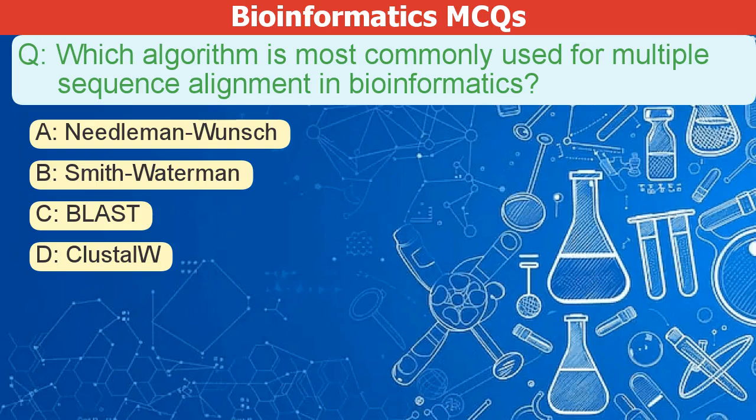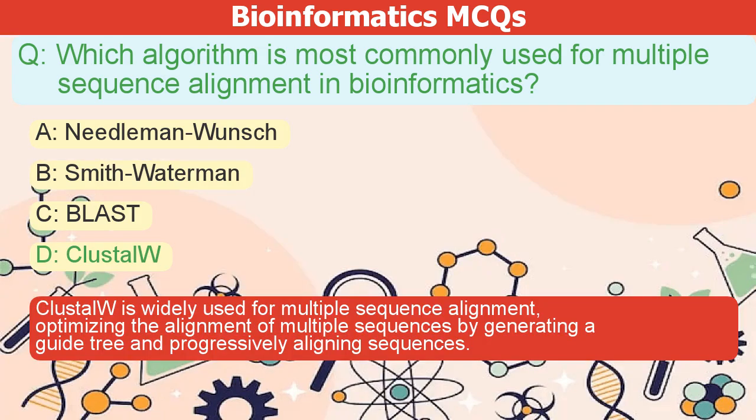Which algorithm is most commonly used for multiple sequence alignment in bioinformatics? A. Needleman-Wunsch. B. Smith-Waterman. C. BLAST. D. CLUSTAL-W. The correct answer is D. CLUSTAL-W is widely used for multiple sequence alignment, optimizing the alignment of multiple sequences by generating a guide tree and progressively aligning sequences.